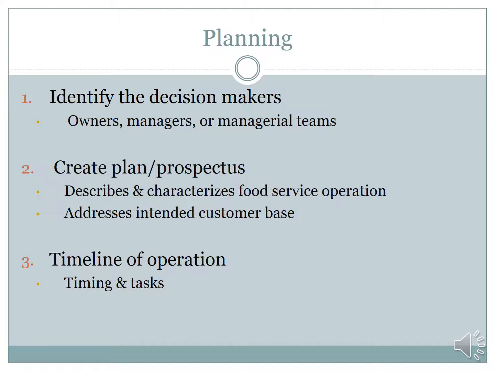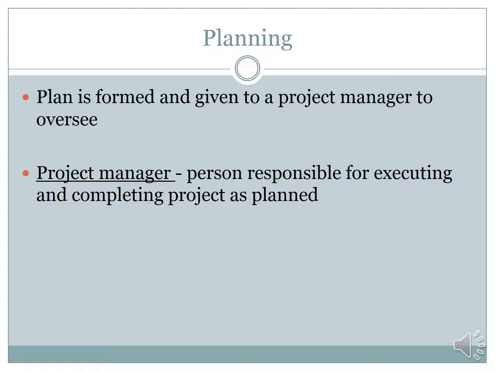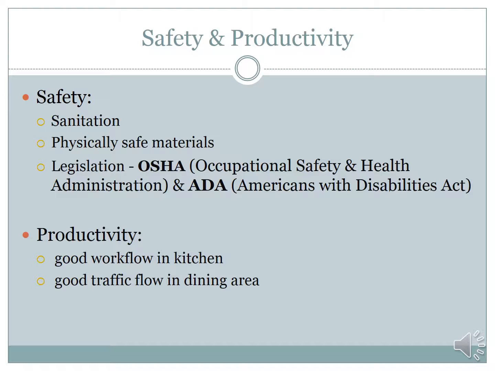The first step in planning is to identify the decision maker. That person then creates a plan or a prospectus that covers the food service operation. Once a prospectus is made, it is then given to a project manager. This person is very important because they are responsible for the execution of the entire food service operation. Safety and productivity are two major concerns for any food service operation because they directly relate to profit.